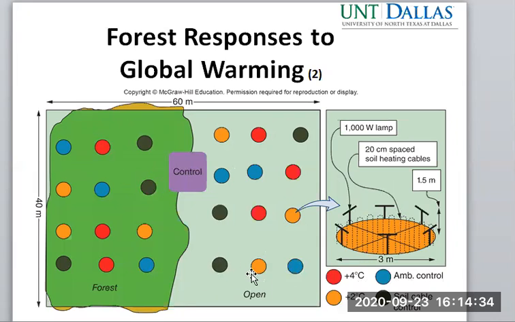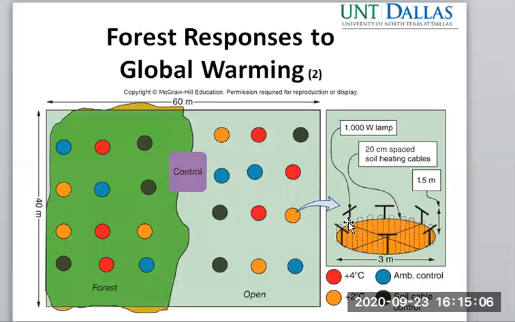And then this orange color here denotes plus 2 degrees centigrade, and the red color denotes plus 4 degrees centigrade. So this is how they controlled that experiment and provided these ambient temperatures. The blue ones are the ambient controls, the red ones have increased plus 4 degrees centigrade, and the orange ones are plus 2 degrees centigrade.